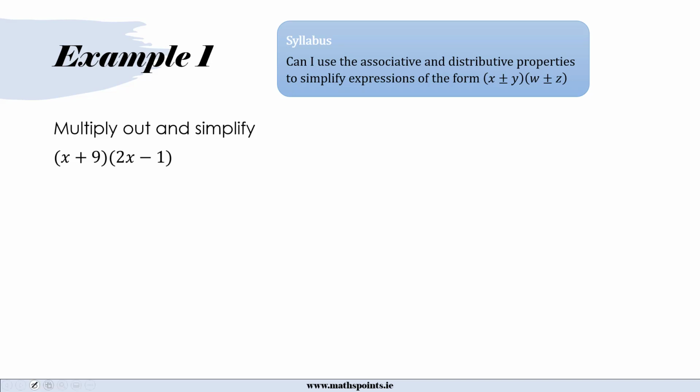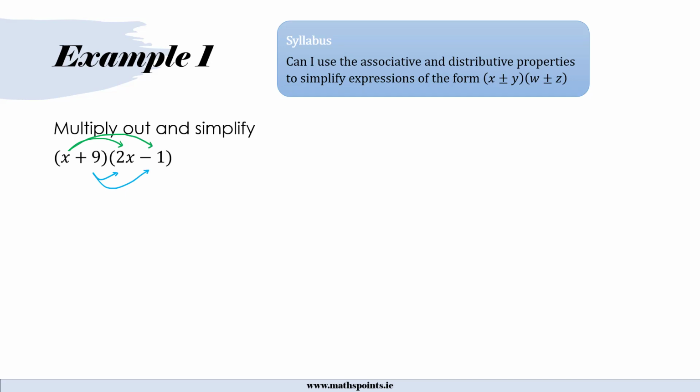Now, depending on your skill level, if you're a very good Junior Cert higher level student, or if you are in Leaving Cert higher level and you're happy with taking shortcuts, I would do the following with this, and then we'll show the method that we'll continue with for the rest of this lesson, which just makes sure that you don't make any mistakes. But what I would do with these was, the key is that every part of the first bracket needs to be multiplied by every part of the second bracket. So we need to multiply x by 2x and x by minus 1, and then we need to multiply 9 by 2x and 9 by minus 1.